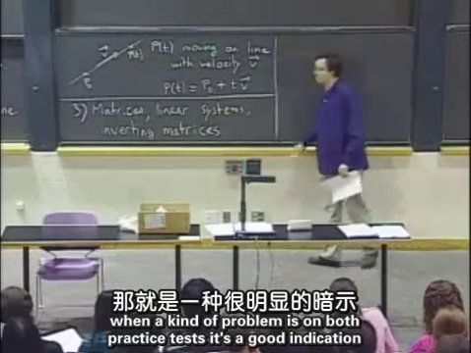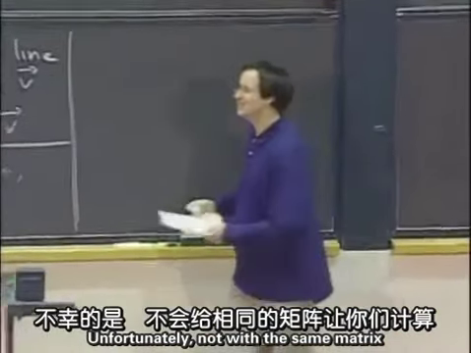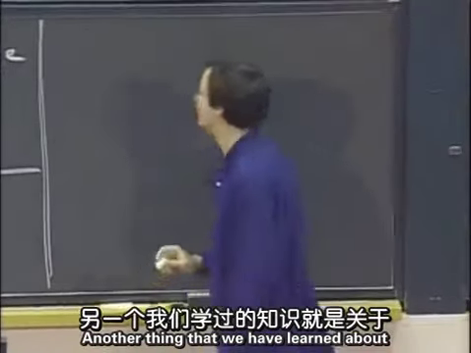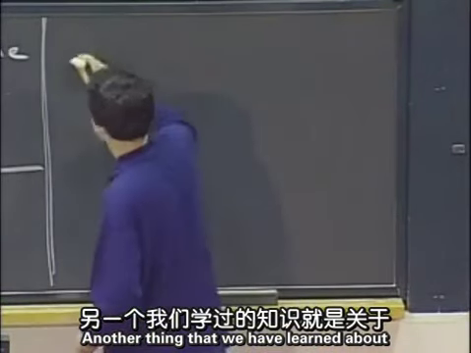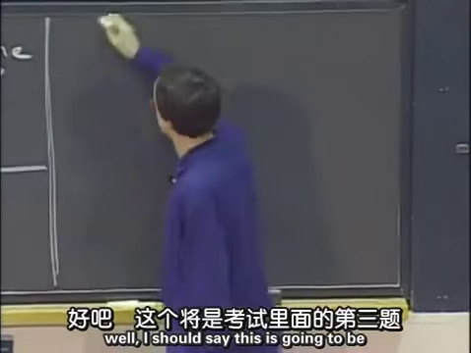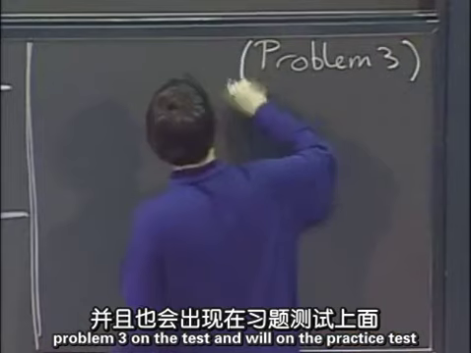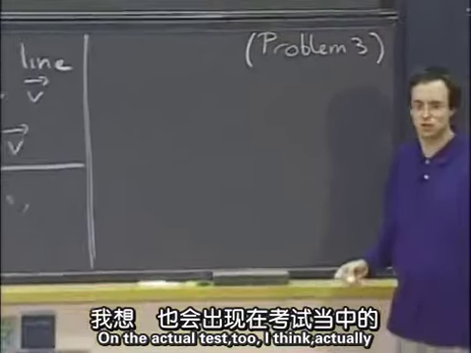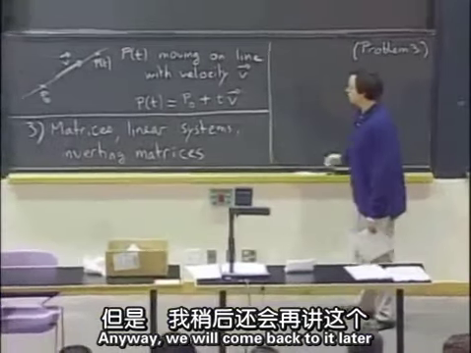In general, when a kind of problem is on both practice tests, it's a good indication that it might be there also on the actual exam. Unfortunately, not with the same matrix, so you can't learn the answer by heart. So this is going to be problem 3 on the practice test. On the actual test too, I think, actually. Anyway, we'll come back to it later.